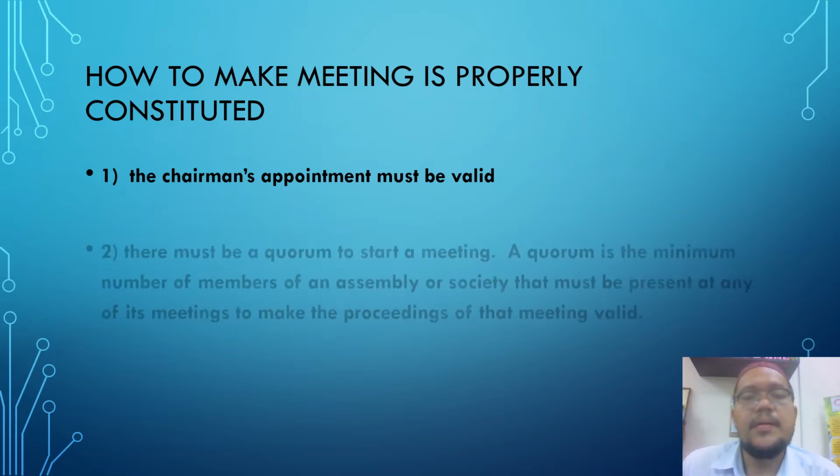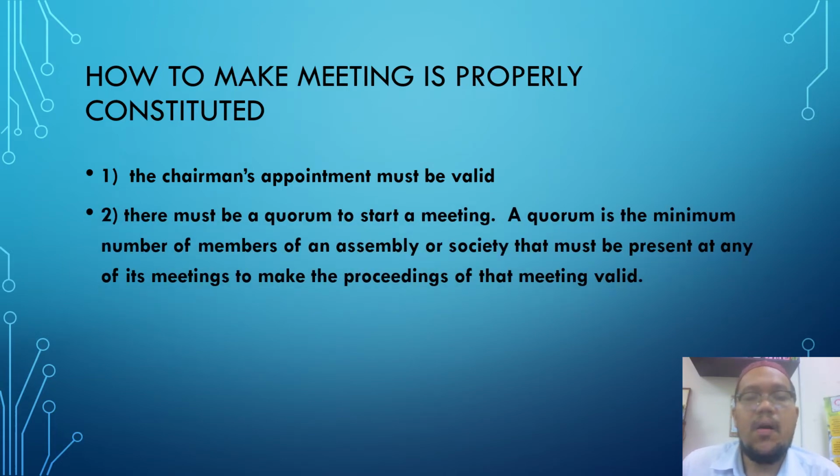Second, there must be a quorum to start a meeting. What is a quorum? A quorum you can simply understand as a majority of the members. It can be defined as the minimum number of members of an assembly or society that must be present at any of its meetings to make the proceedings of that meeting valid.